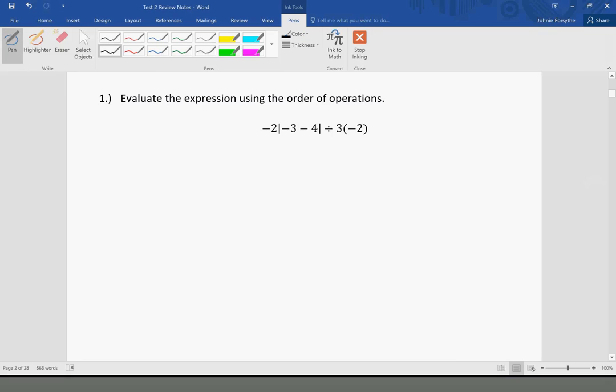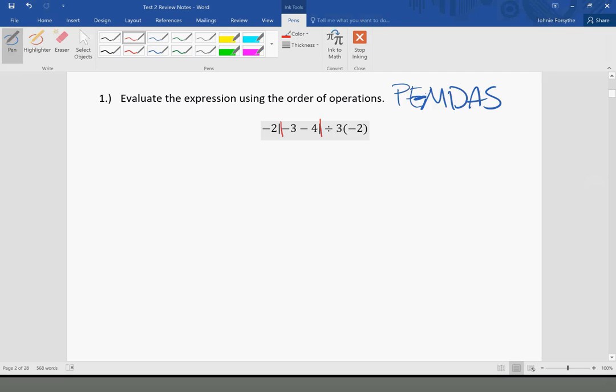Okay, so number 1, evaluate the expression using the order of operations. So let's remember that the order of operations, we like to remember using please excuse my dear Aunt Sally, or PEMDAS. So the P represents parentheses or grouping symbols. So the first pair of grouping symbols that we see will be the absolute value here. So we're going to do this absolute value first.